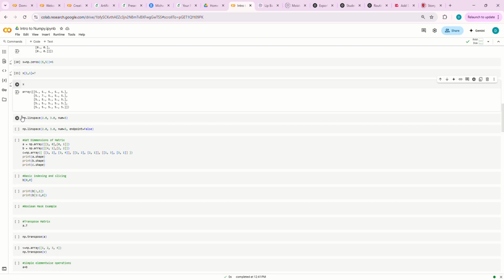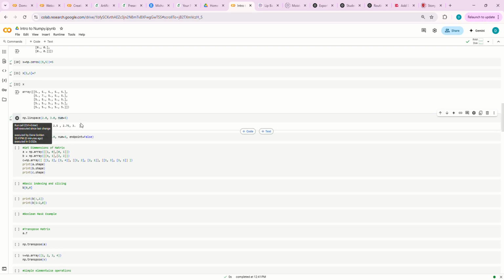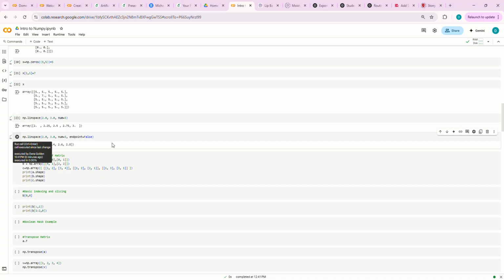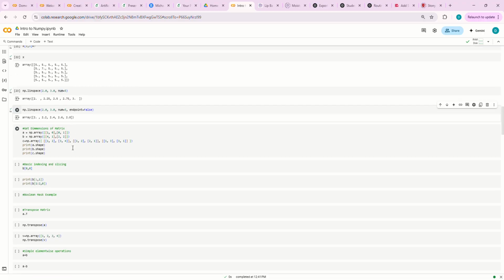So now we're going to create a linspace. This is going to have 2 and 3, but between 2 and 3, it's going to create 5 numbers, and it's going to return an np array. So right there, 2, 2.25, 2.5, up to 3. And now it's going to do the same, but it's not going to include 3, because we did endpoint equals false. 2, 2.2, 2.4, 2.6, 2.8.